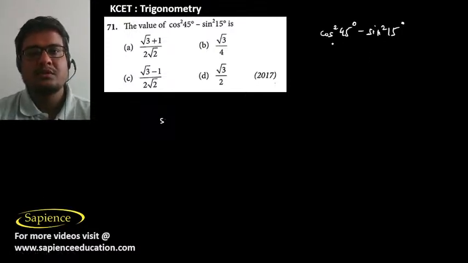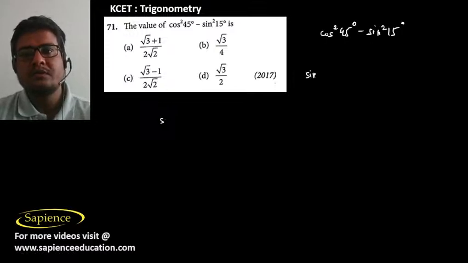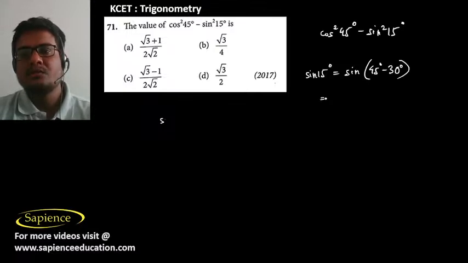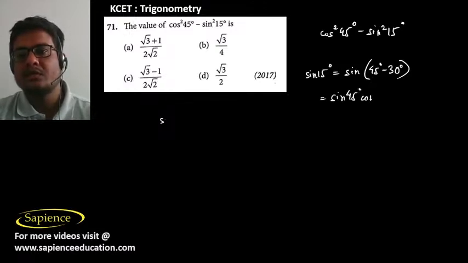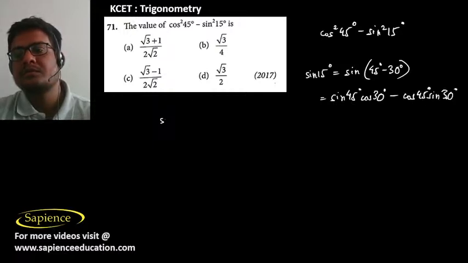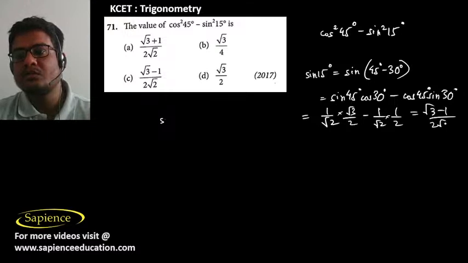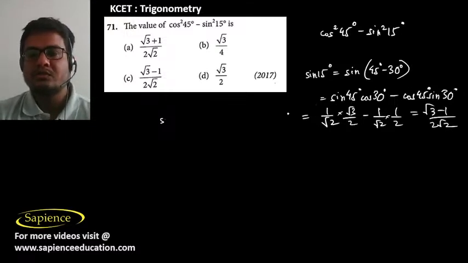So now first we can find out sine 15 degree. Sine 15 degree will be sine of 45 degree minus 30 degree. So sine A minus B is equal to sine A cos B minus cos A sine B. So this will be 1 by root 2 times root 3 by 2, minus 1 by root 2 times 1 by 2. So this is root 3 minus 1 by 2 root 2. So sine 15 degree is root 3 minus 1 by 2 root 2.